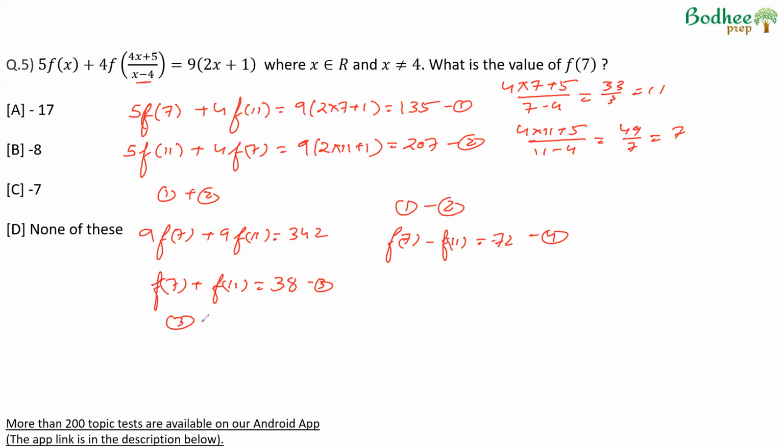Add equation 3 and equation 4. So twice of f7 will come out to, f11 cancels, 38 minus 72, which will be minus 34. And therefore f7 will be minus 34 by 2, which is minus 17, becomes the answer, option A.